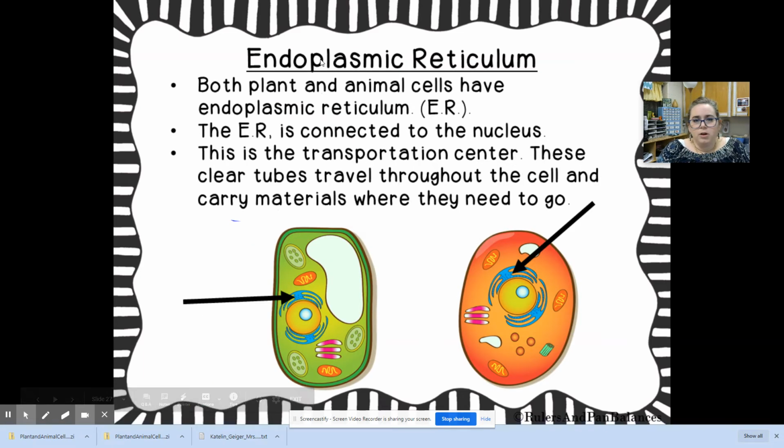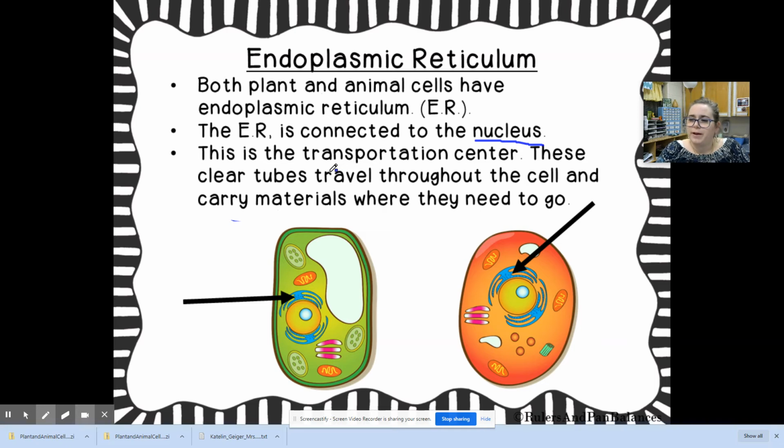Here we have our endoplasmic reticulum. Might have said that wrong. It's going to be all right. We're just going to call it the ER for short. Both plant and animal cells have an ER. The ER is connected to the nucleus.